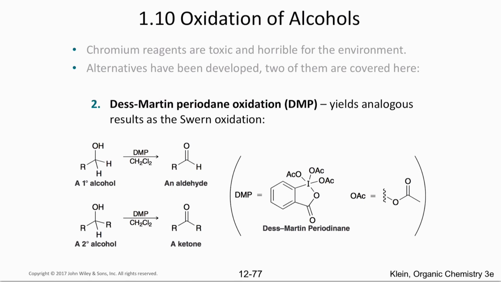The second alternative that was developed is called Dess-Martin periodinane oxidation, which basically yields results analogous to the Swern oxidation. Again, a primary alcohol will convert into an aldehyde. A secondary alcohol will convert into a ketone.